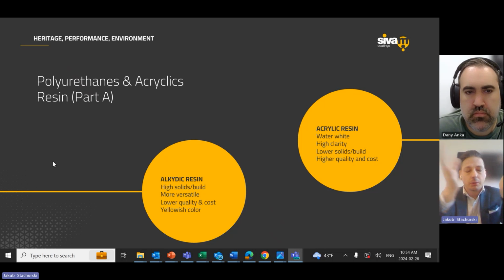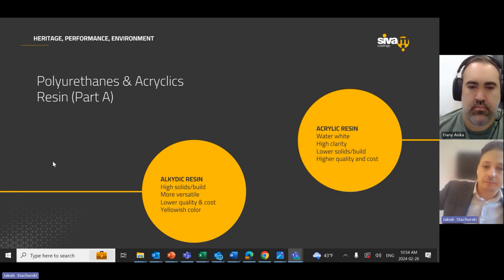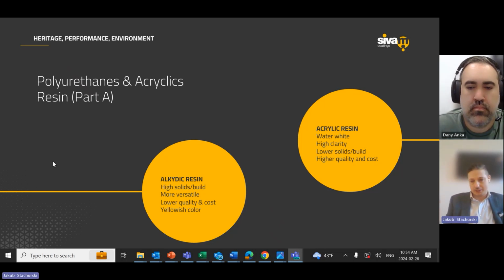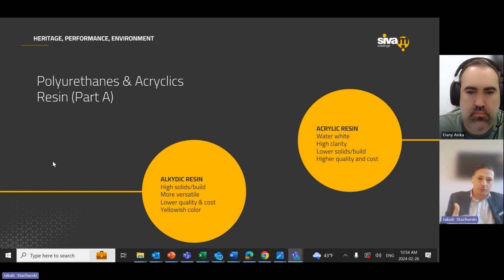They're two component products, and they have a part A, which is the resin. And there are two different main groups and simplified groups of resins in these coatings. One is alkylic resin, which will have a higher solids and build. It's more versatile, meaning it's used in more applications and different formulations. It's lower quality and cost compared to the other, which is the acrylic resin. And the alkylic resin will also be slightly yellowish in color.